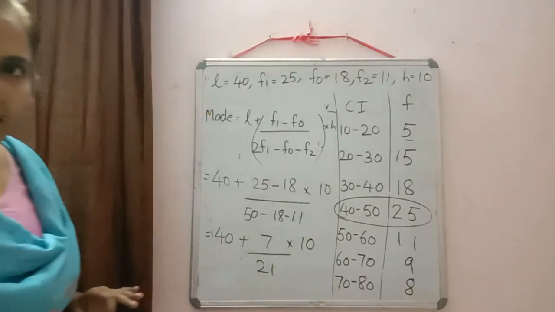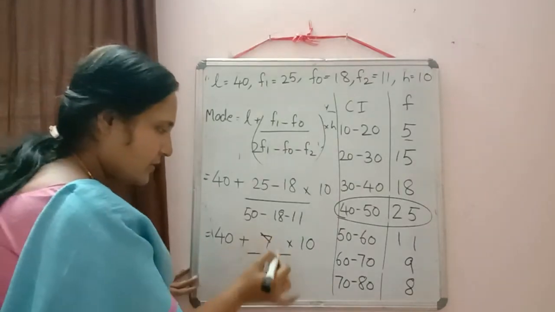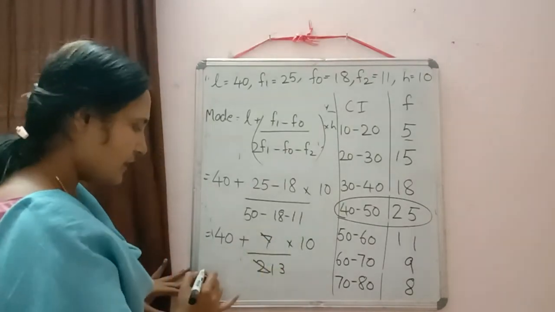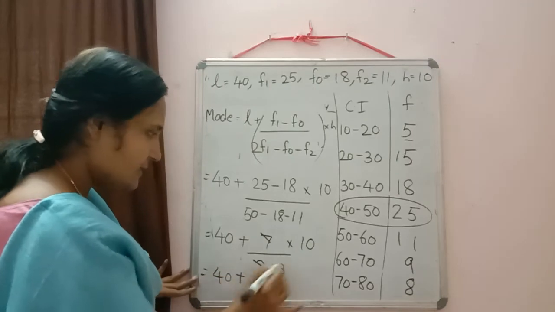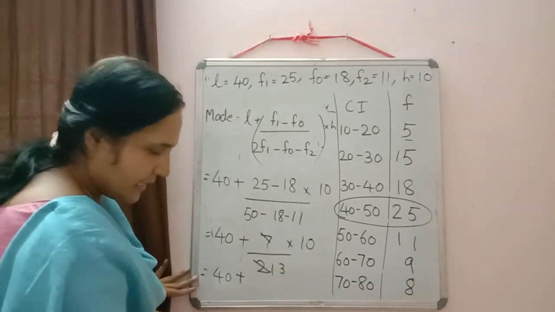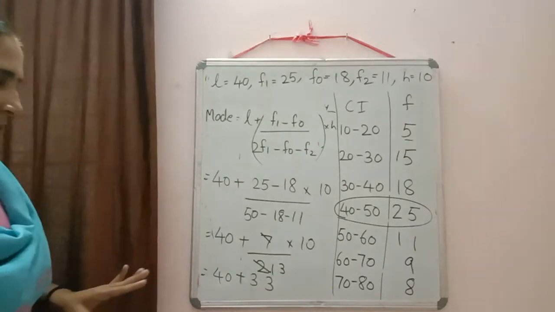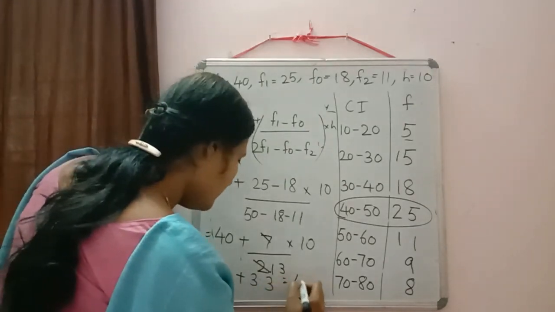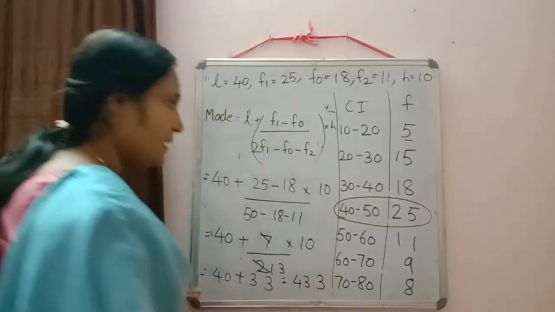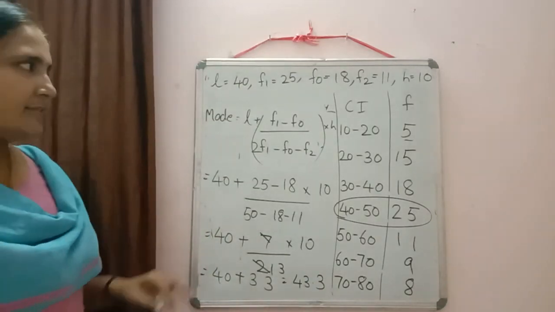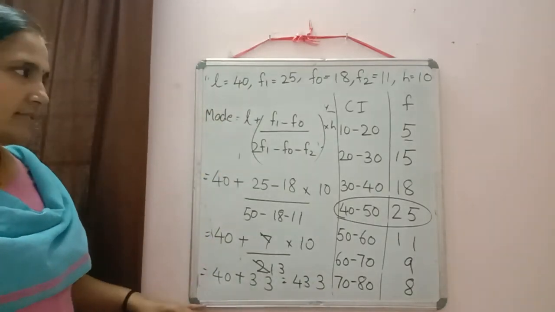Correct? So here 7 and 21 we can cancel. We will get 40 plus 10 by 3. When you convert 10 by 3 into decimal it comes to 3.3. So our mode will be equal to 43.3. Clear this one, when the less than method is there?